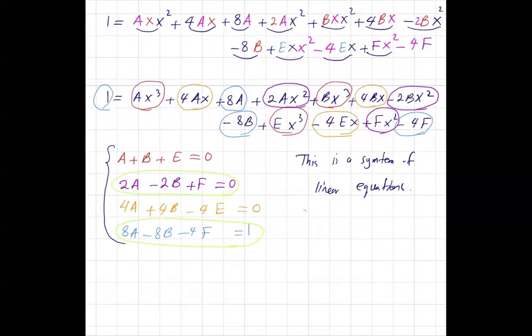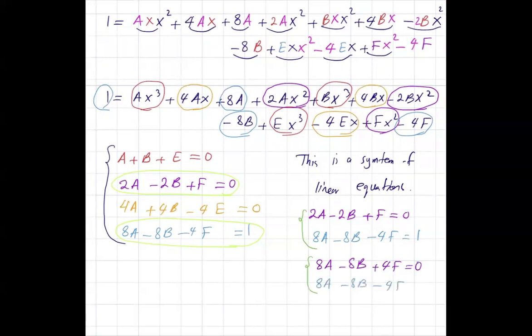So 2A minus 2B plus F is equal to 0. And also I have 8A minus 8B minus 4F equals 1. If I multiply the first one by, let's see, by 4, am I right, to get rid of F, then you can combine A and B. So this can be written as 8A minus 8B plus 4F equal to 0. Copy down the second equation, 8A minus 8B minus 4F equals 1.